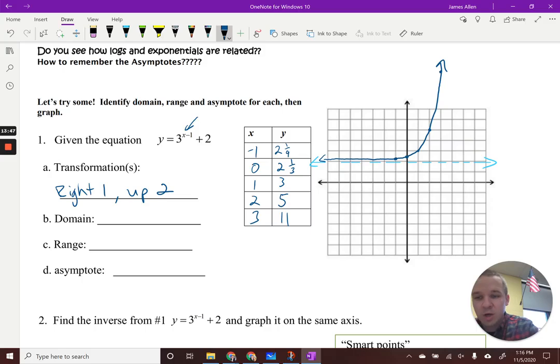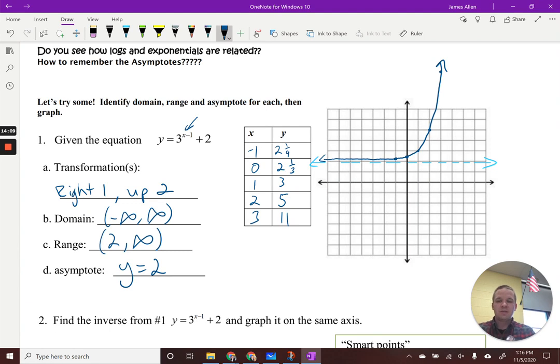All right, our domain here is all real numbers, or negative infinity to positive infinity. And then our range is going to be larger than 2, so we'll go from 2 to positive infinity. Wonderful. And my asymptote, I already said it, y equals 2. It's a horizontal asymptote. Lovely.